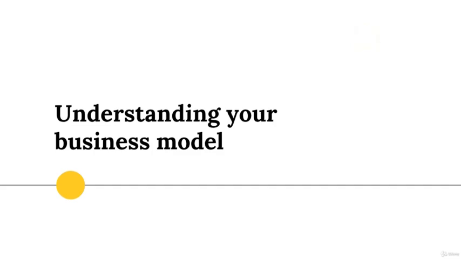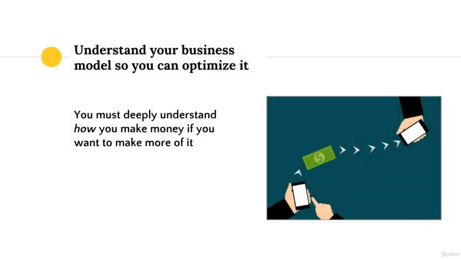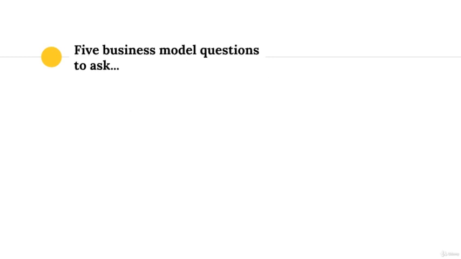Now let's talk about understanding your business model. This is important because if you want to understand how to improve this stage of the funnel, you need to deeply understand how your business makes money. So 5 business model questions to ask are: what exactly generates revenue?